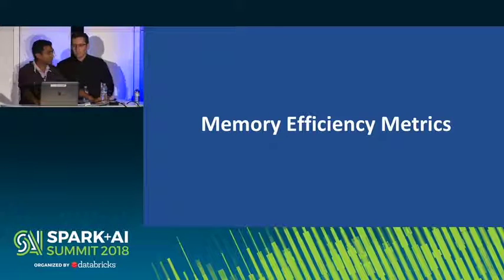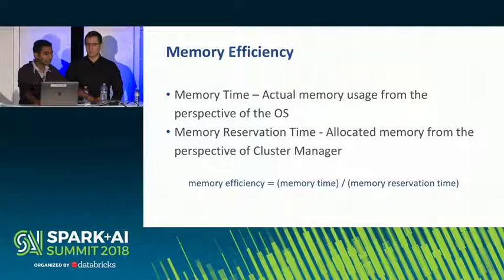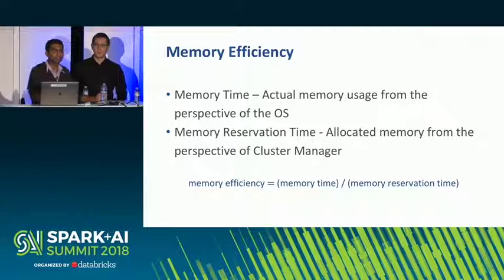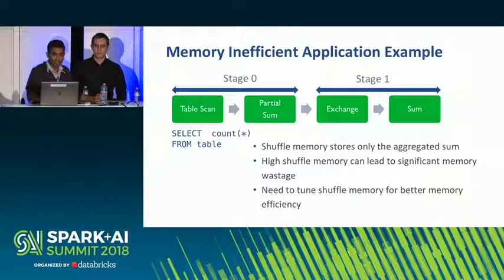Next, let's take a look at memory efficiency metrics. It's very similar to CPU efficiency metrics, which is the ratio of the memory utilization from the perspective of the operating system versus the memory utilization from the perspective of the cluster manager. Similar to a CPU inefficient application, you might have a memory inefficient application which might be allocating a bunch of memory resources, but not using them. Now let's take an example of how a memory inefficient application will look like.